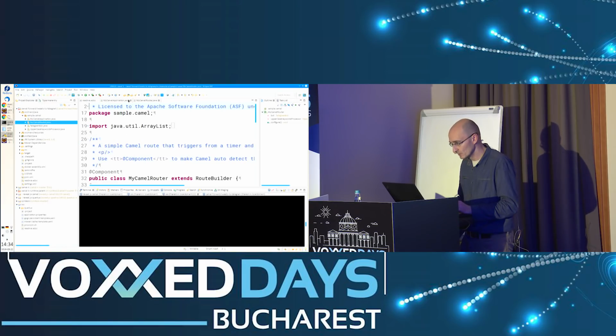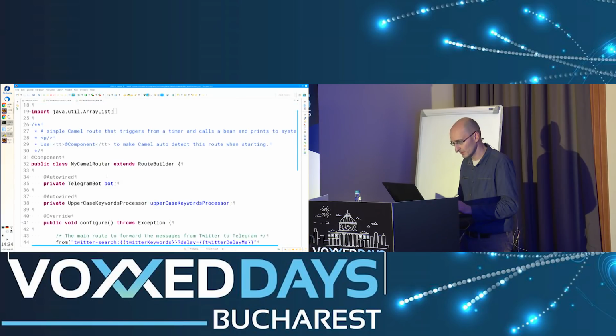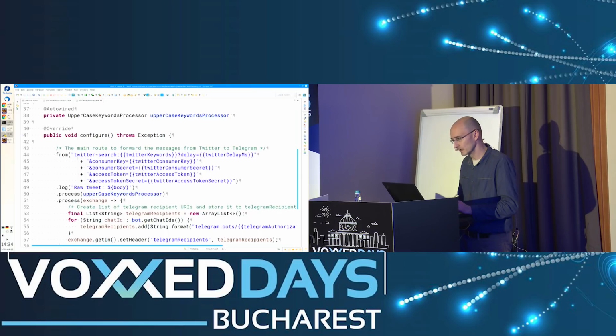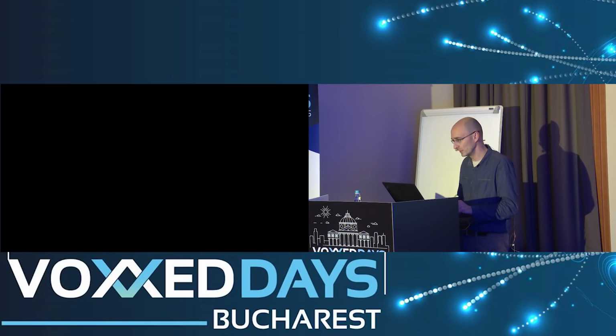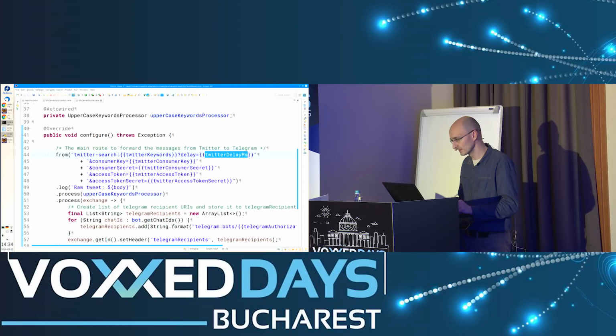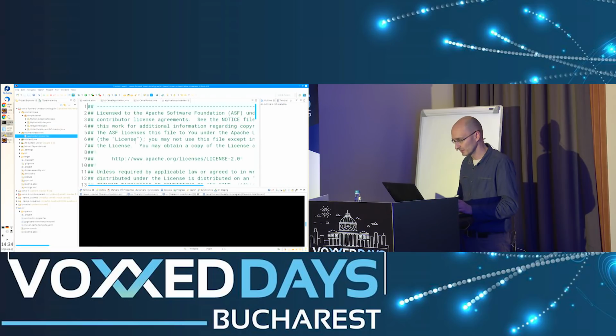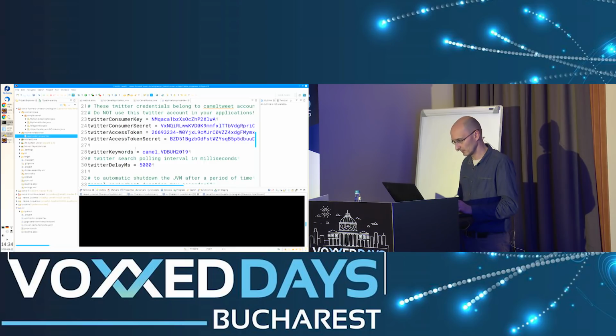Then here is the routes definition, which is the interesting part. We define 2 routes, and one of them is the main one, which polls Twitter every this many seconds, and this many gets resolved from the properties file in resources. This many is 5,000 in our case, 5 seconds. Okay.